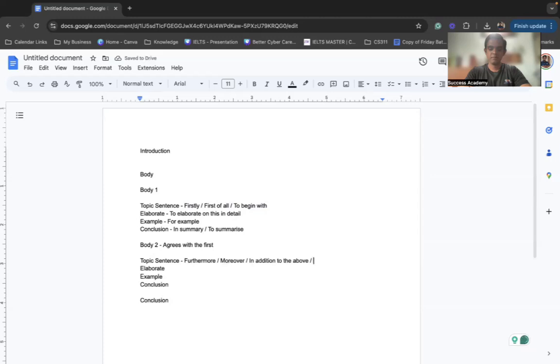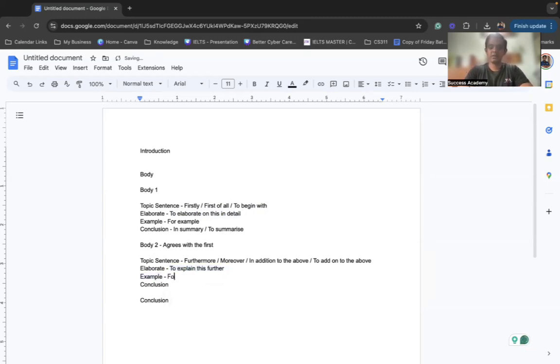You can also say to add on to the above, right? Words like this can be used. To elaborate, you can say to explain this further. Because now here you said to elaborate this in detail, right? So here you say to explain this further, all right?